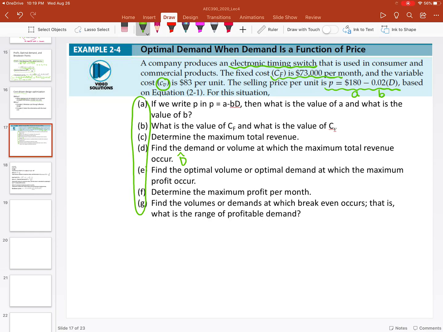Question E, find the optimal volume or optimal demand at which the maximum profit occurs. That's the D star. Remember that we said these two are different. D hat and D star, okay? They're different things. Question F, determine the maximum profit per month. Okay, now you want to have the max profit. And question G, find the volumes or demands at which break-even occurs. Okay, that is, what is the range of profitable demand? So you're gonna have a range of D1 prime and D2 prime.